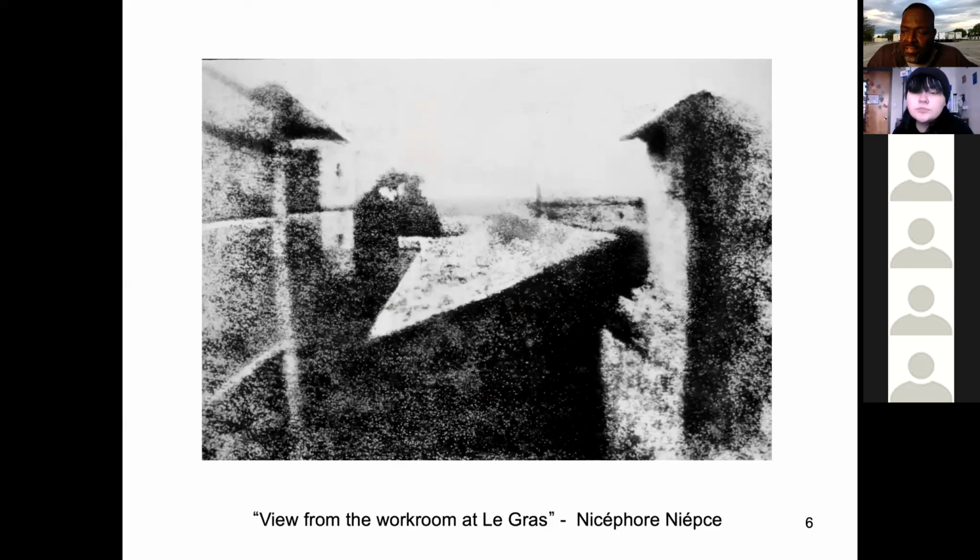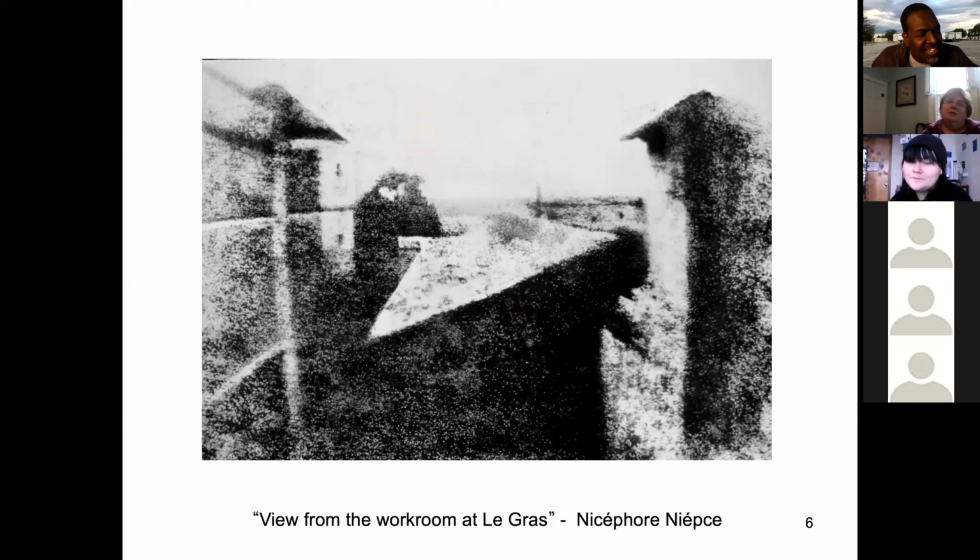What's the name of this photograph? View from the workroom at Le Gras. All you have to say is View from Le Gras if you see it. That's the main part of it. So yes, good. And you will see that again. So that's one reason it keeps coming up.